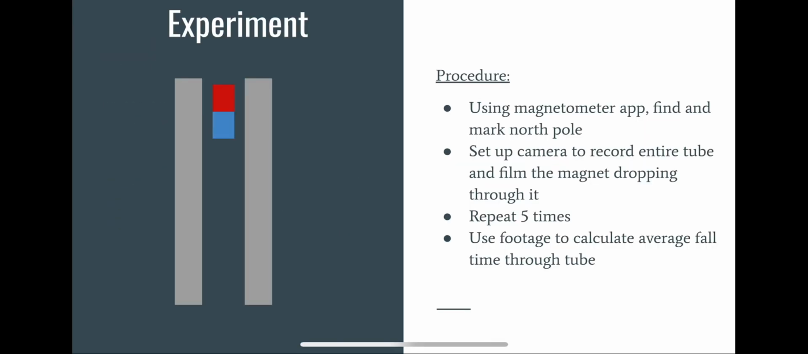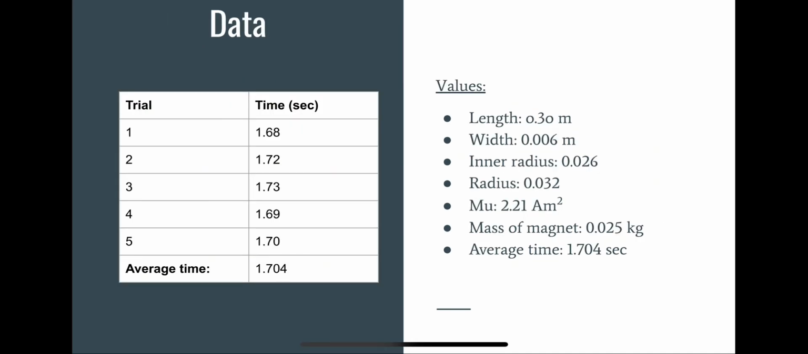For the actual procedure of the experiment, first we use the magnetometer app to find the north pole of the magnet, and mark that. Then we set up our camera to record the entire tube and film the magnet dropping through it. We repeated that 5 times. And then we found the timestamps of the magnet when it entered and exited, and calculated the average fall time through each trial. Here is the data showing those 5 trials, and the average time was about 1.704 seconds.